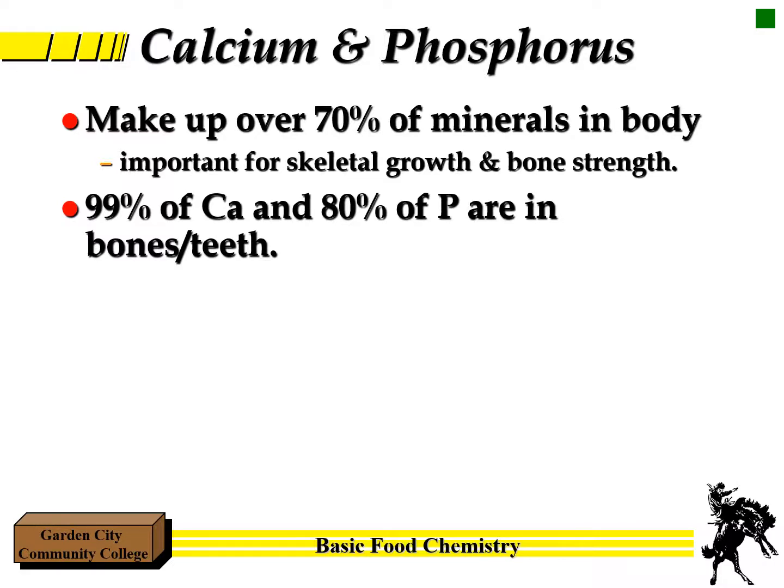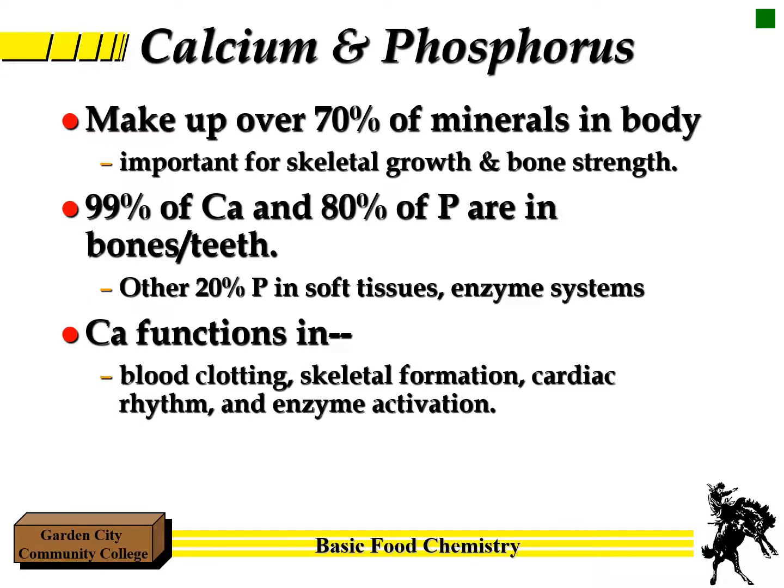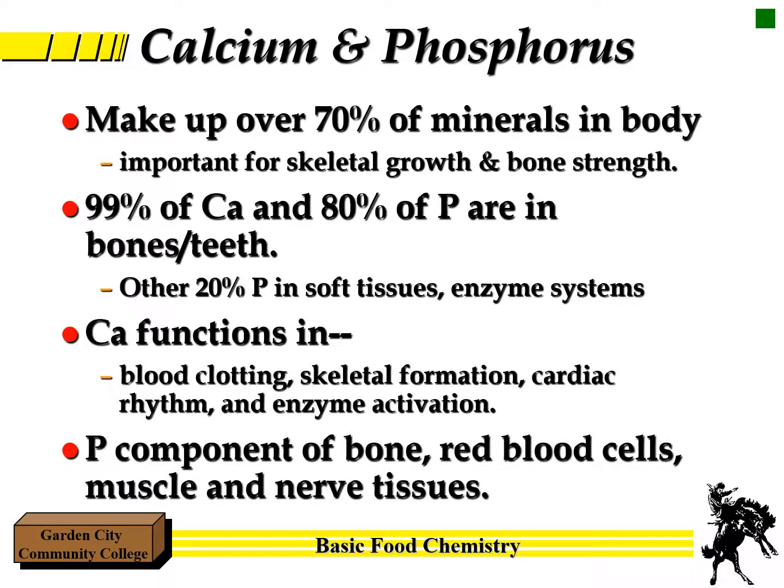So again, we know those percentages, about 99% of calcium and 80% of phosphorus are in the bones or teeth. And then the other percentage of phosphorus is in soft tissue and enzyme systems, as we've mentioned. And then calcium again, blood clotting, skeletal formation, cardiac rhythm, enzyme action, very life-sustaining components that calcium has a big part in. And then with phosphorus, we know bone, red blood cells, muscle, nerve tissues, again, big components for life.